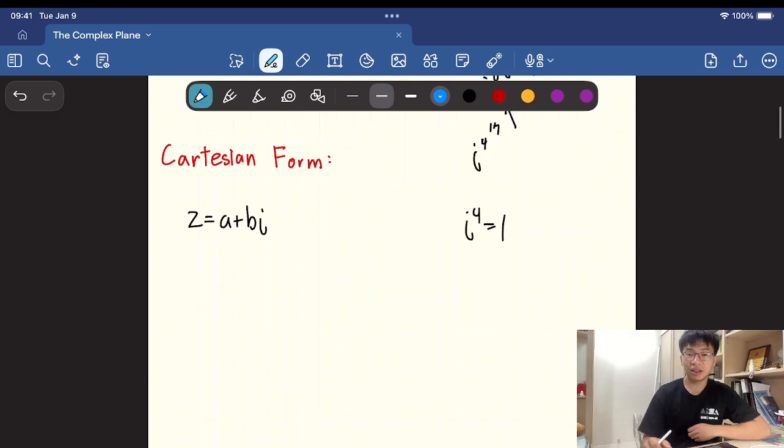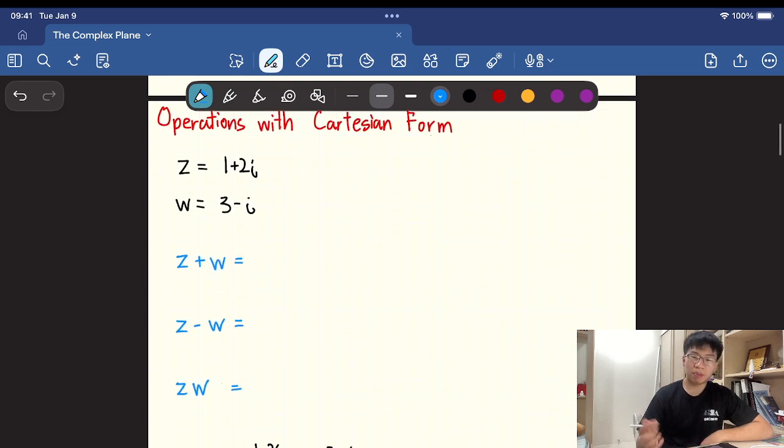And the first and most straightforward form we'll be talking about in this video is Cartesian form, okay? So every complex number z is going to be written as a plus bi, where a is the real part and b is the imaginary part. And let's do some operations with them.